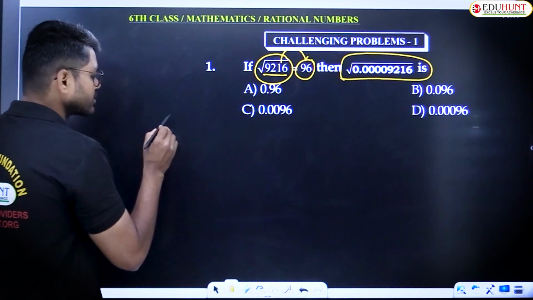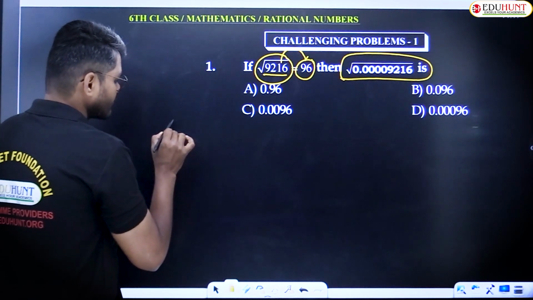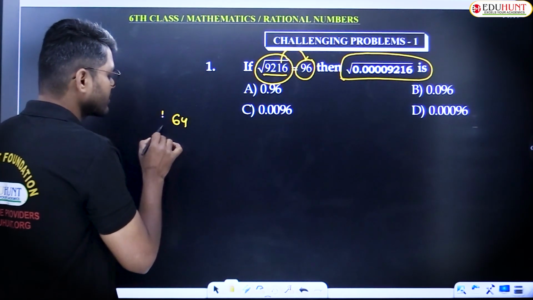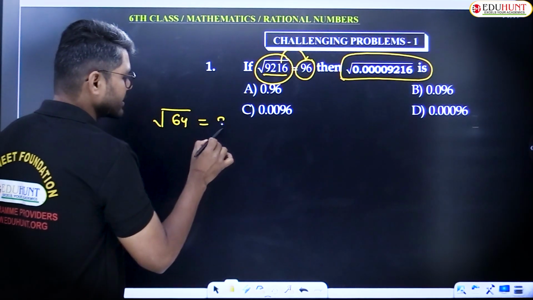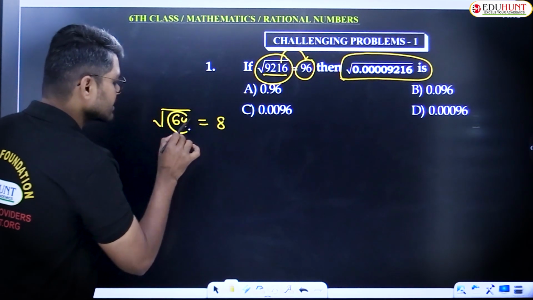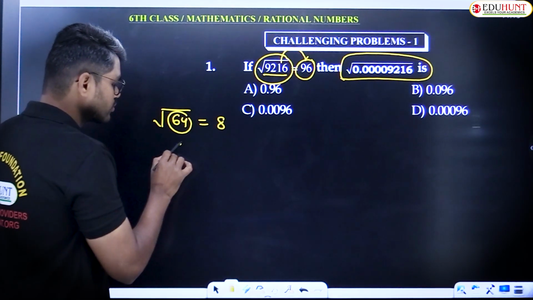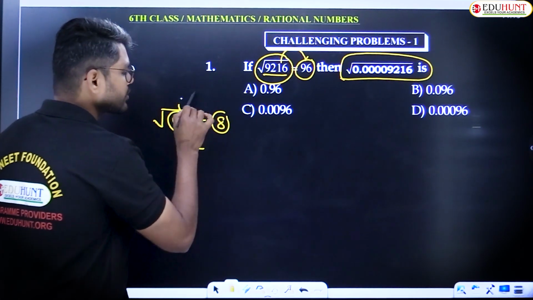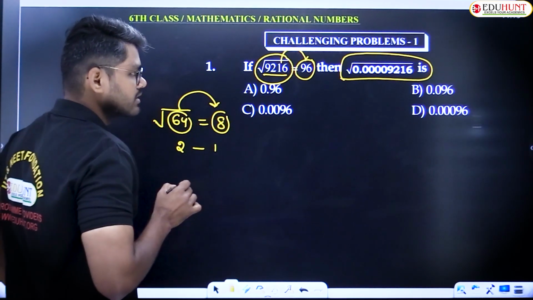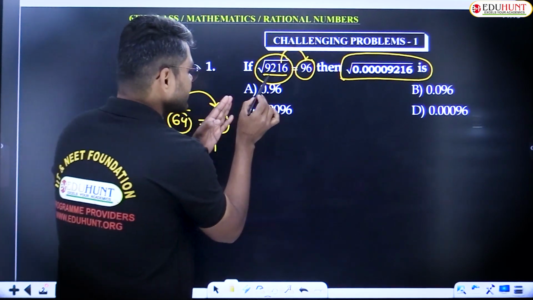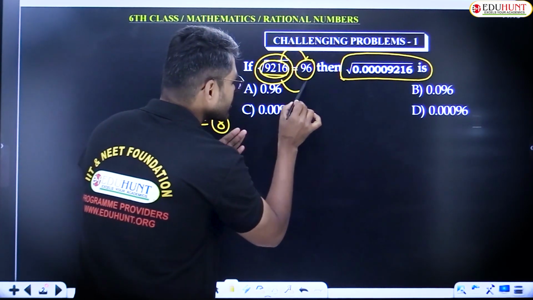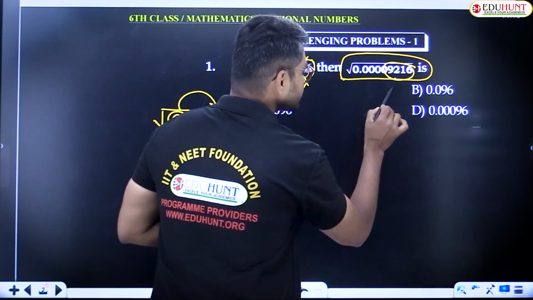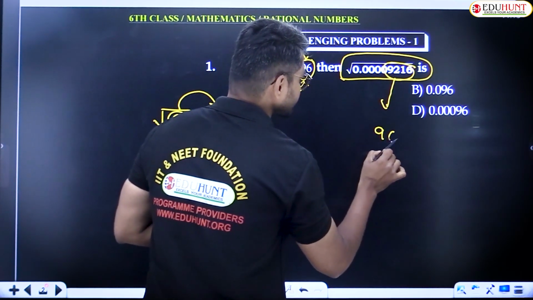In any square root, for example, 64 is given. The square root of 64 is equal to 8. How many digits are there in this perfect square? 2 digits. How many digits did I get in the square root of this number? 1. So here 4 digits are there, and I got 2 digits in the square root. For 4 digits, write 96.